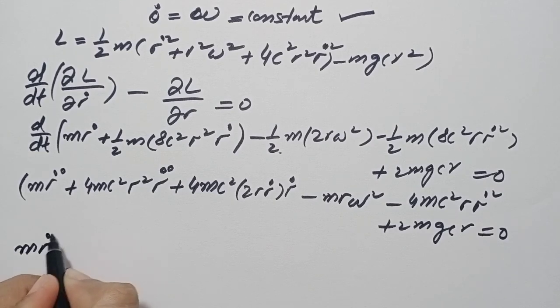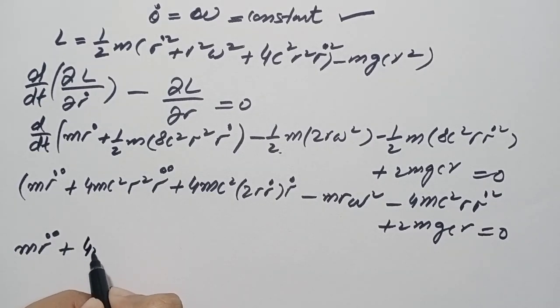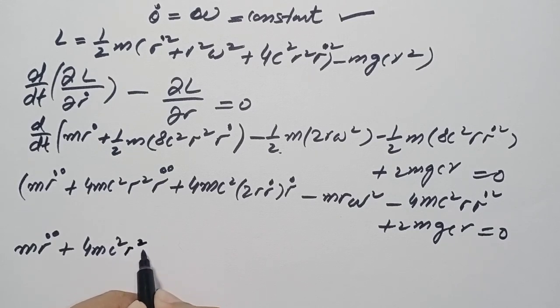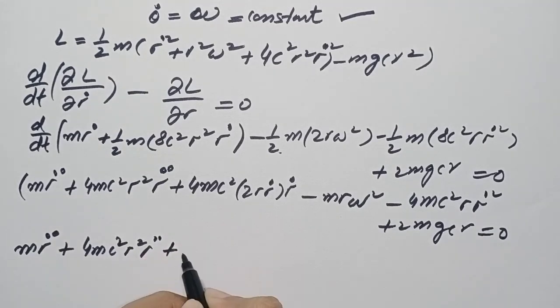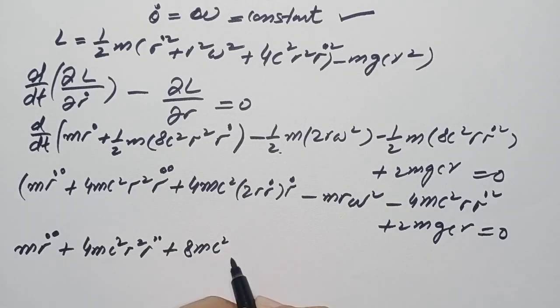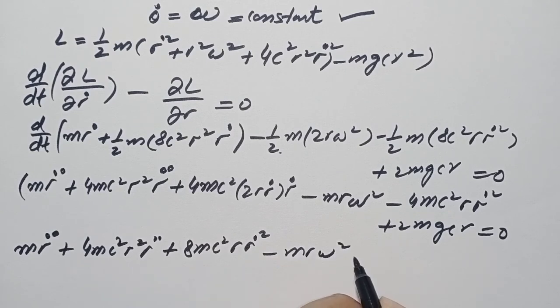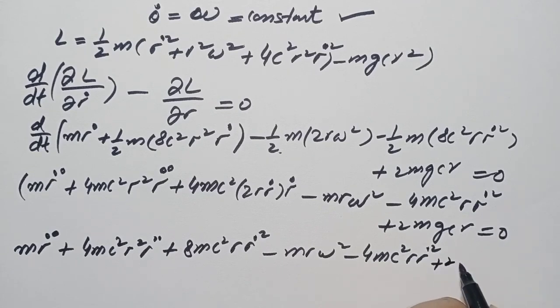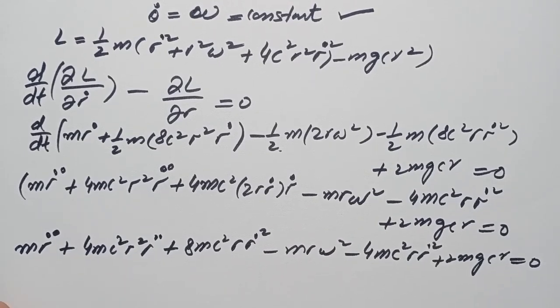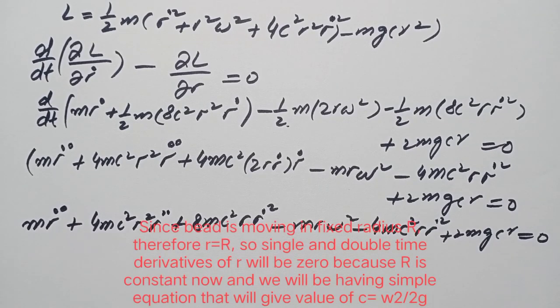or m r double dot plus 4 m c square r square r double dot plus this term will be 8 m c square r r dot square, minus m r omega square, minus 4 m c square r r dot square, plus 2 m g c r equals 0. So we can divide this equation by the mass.